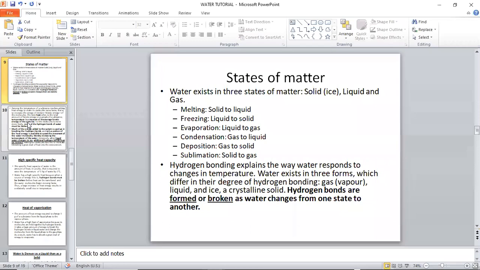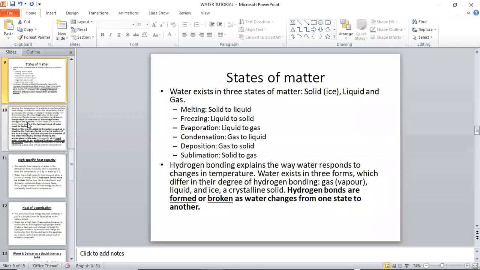Now, these states of matter are very important because certain things happen for water to change from one state to another. And these can be explained due to the hydrogen bonding that we've already talked about. So the hydrogen bonding explains the way water responds to changes in temperature. When there's a change of state, either hydrogen bonds are broken or they are formed.